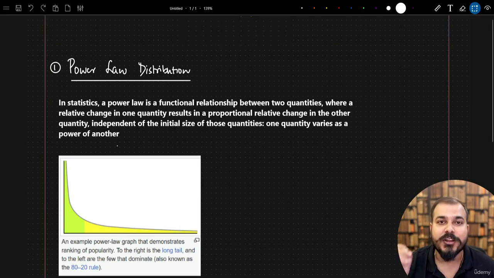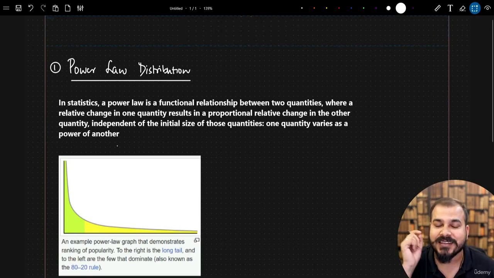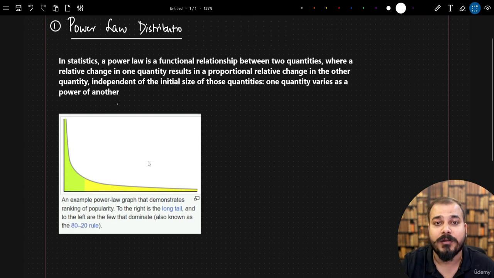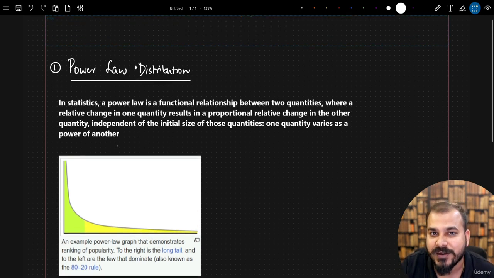Hello guys, so we are going to continue the discussion with respect to statistics, and in this video we are going to discuss power law distribution, which is again a new distribution which is not a Gaussian distribution. We'll try to understand how this distribution works, what kind of data sets probably follow it, and what information this probability distribution conveys about a specific data set. So without wasting any time, let's go ahead, and first of all we will start with the definition.